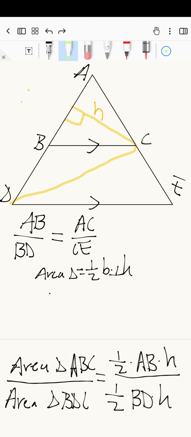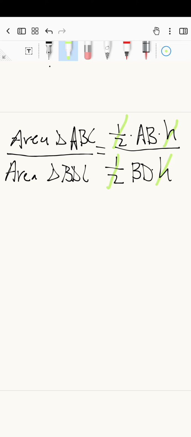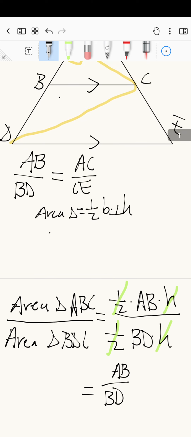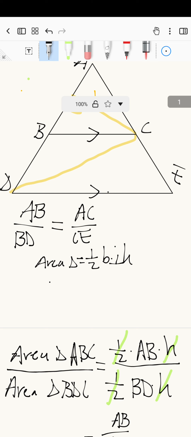Okay, let's look at what we have. So now we can see some nice things. Your halves cancel out, your perpendicular heights cancel out. So you are only left with AB divided by BD. Right, let's go look at our proportionality theorem again. This is the proportionality theorem, and what we can see is that we have this left half. Okay, we're halfway there.